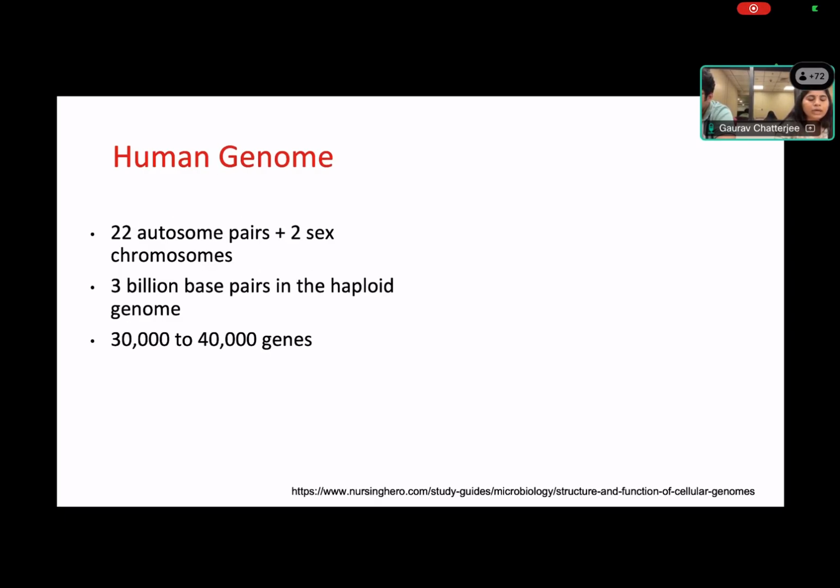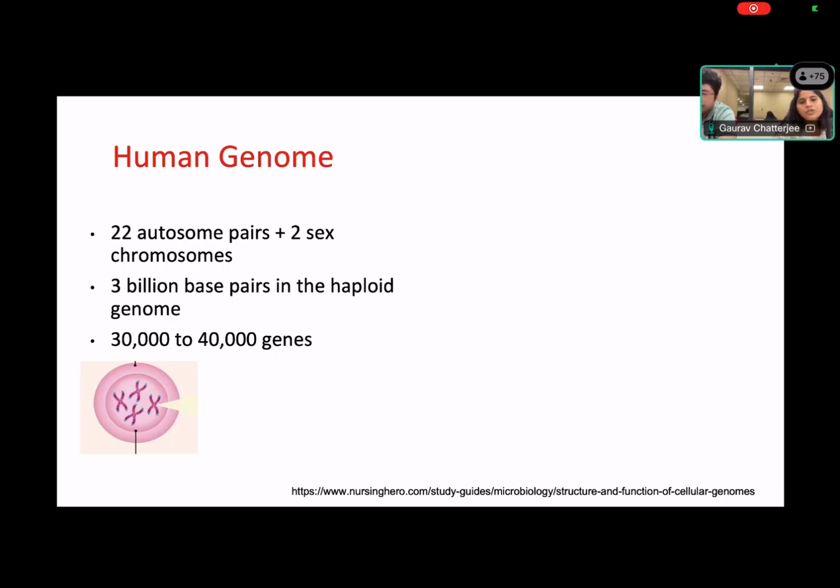So in molecular biology, we try to understand the human genome, which comprises 22 autosome pairs with 2 sex chromosomes. In these chromosomes, we have multiple genes. We have 30,000 to 40,000 genes, which have 3 billion base pairs.